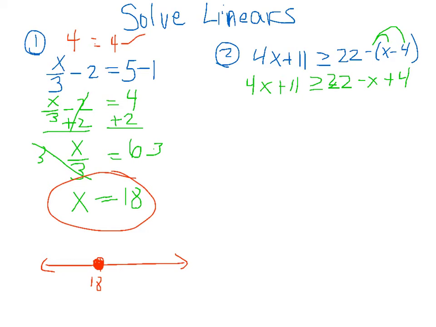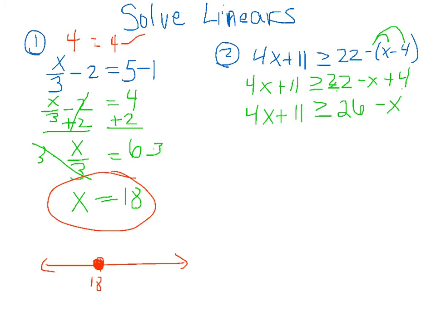Now if we look on this right-hand side, we have a 22 and a positive 4. Those are like terms, so we can go ahead and combine them. So we still have 4x plus 11 on the left. Then 22 plus 4, since they're both positive, we just add them together, gives us 26, and we still have our minus x. Our goal is to get our x's by themselves, so I'm going to move this x on the right-hand side over to the 4x on the left-hand side.